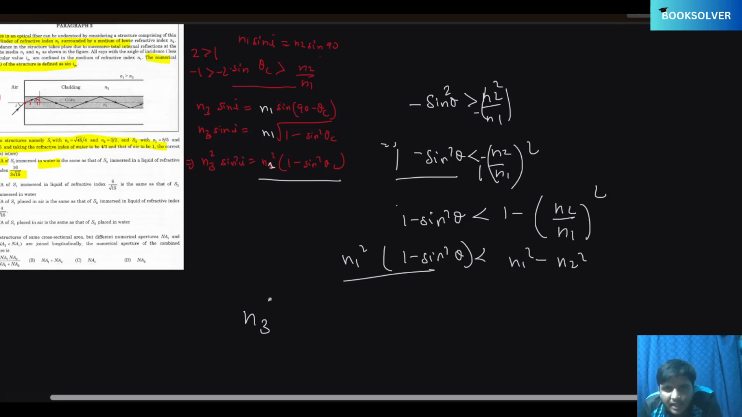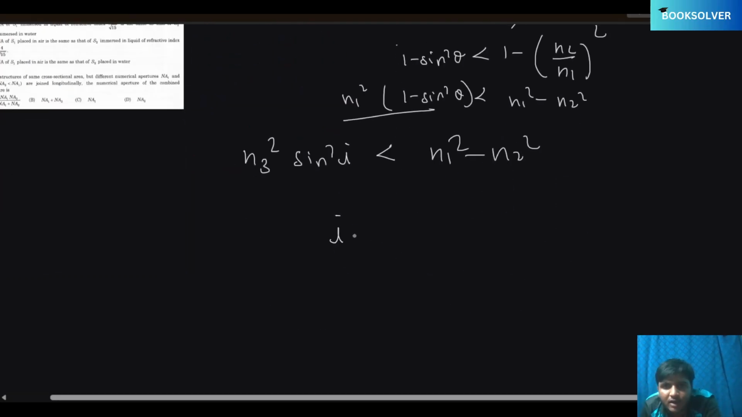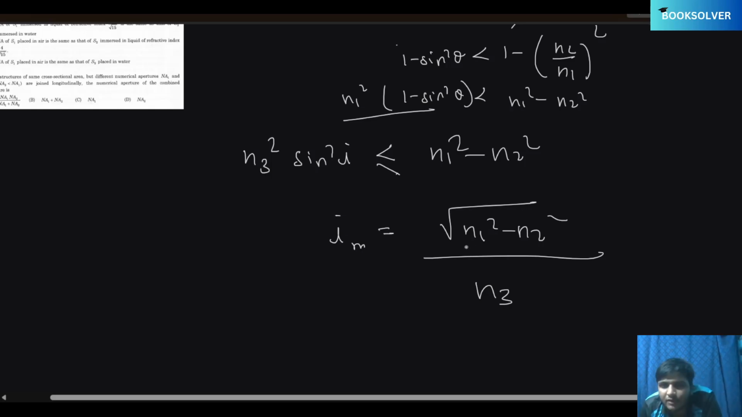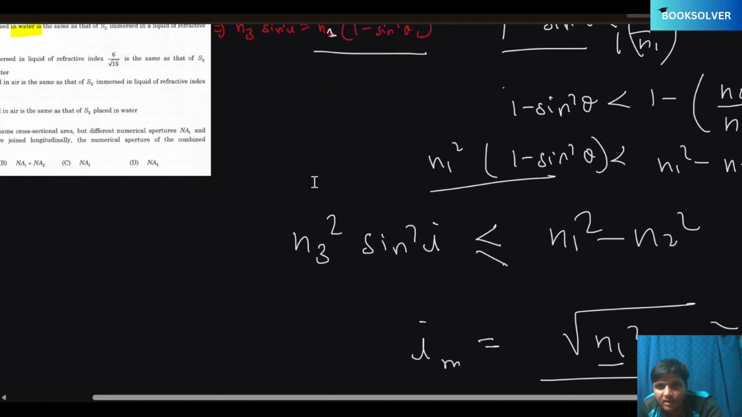So we will write it as n3 square sine square i, which should be less than n1 square minus n2 square, and from there we can find the relation of i that we have to find, im. This im is the critical angle, so when we equate them, we get im equal to root under (n1 square minus n2 square) by n3. Now, what is n1? N1 is the refractive index of the core, n2 is of the cladding, and n3 is of the exterior. Now we have to put in the options and find which of them are correct.